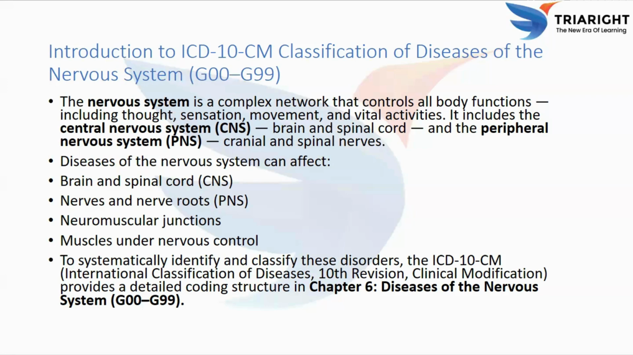So why do we use ICD-10 codes? ICD-10 codes help to identify the diseases and help to classify the diseases. They also help to standardize the diagnosis coding. They ensure accurate billing and reporting. Chapter 6 of ICD-10, G00 to G99, includes all the diseases of the nervous system, arranged from G00, that is infections, up to G99 for other neurological conditions. So they cover various nervous system disorders.